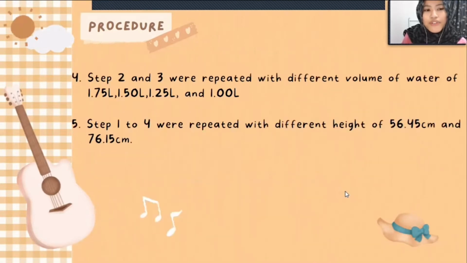Okay, for the fourth step, step 2 and 3 were repeated with different volume of water, which is 1.75 liter, 1.50 liter, 1.25 liter, and also 1.00 liter. And the last step, step 1 to 4 were repeated with different height of 56.45 cm and also 76.15 cm. That's all from me.